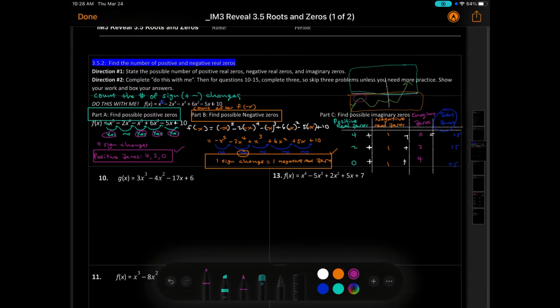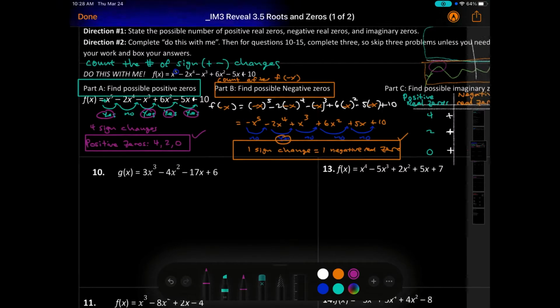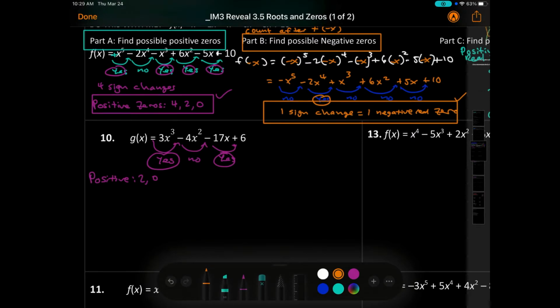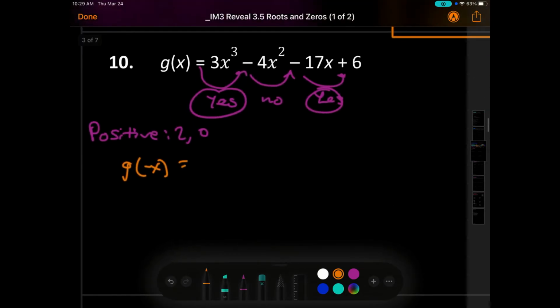G of x. Okay, let's do our positive zero. So yes, no, yes. So we have 2 here, positive. This is going to be 2 or 0. Let's do our negatives. We're going to put in negative x for each of the x values.